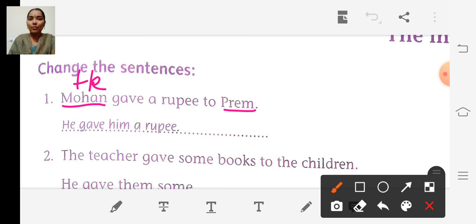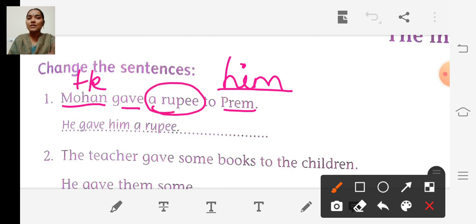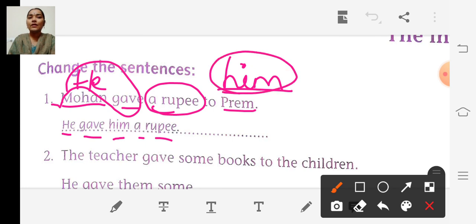Prem is also a boy's name, isn't it? Male gender. So, to him. First we have to write he gave him. Then only we have to write the object name. He gave him a rupee.